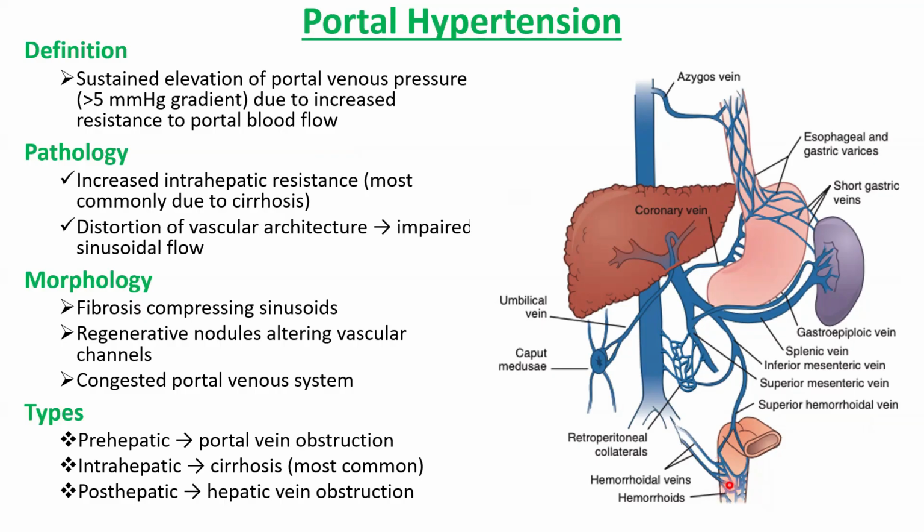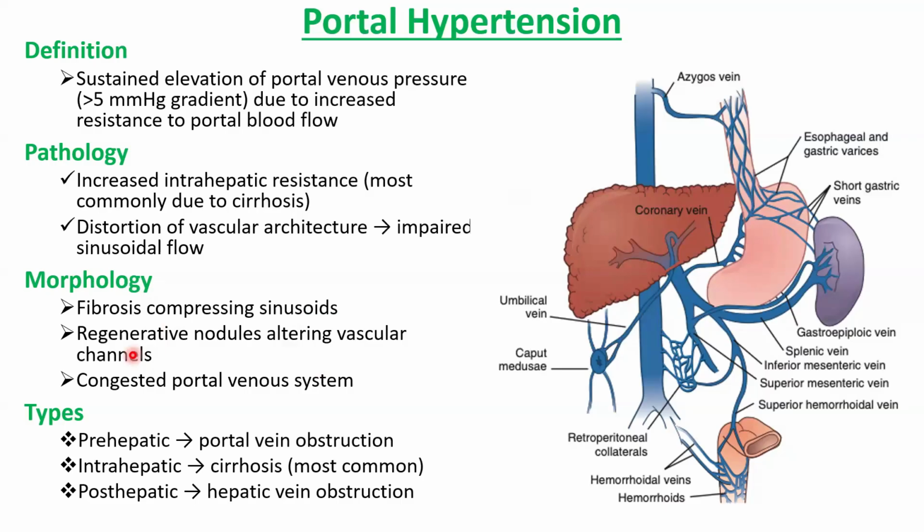So the pathology is that there is an increase in hepatic resistance. Blood cannot come to the liver because the liver is compromised. So the blood then decides to look for an alternative way to flow. It flows to the esophagus and to the rectum, giving us esophageal varices and rectal hemorrhoids. The morphology is fibrosis compressing sinusoids and giving us regenerative nodules that alter vascular channels.